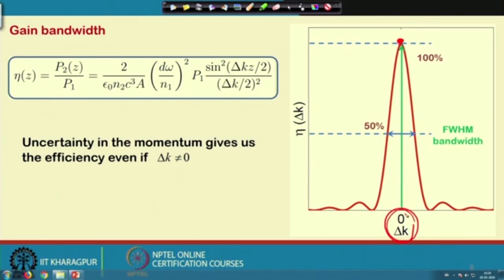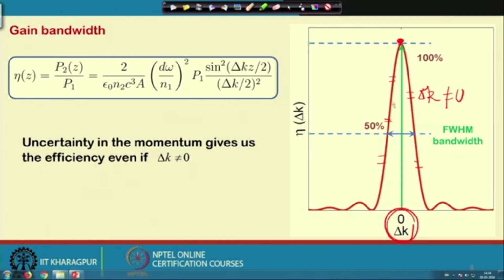Now, the question is, if I plot these things as a function of delta k, we can see that even if delta k is not equal to 0, for example, this point, this point, this point or this point, in all these cases where delta k is not equal to 0, we still have some amount of efficiency. So, delta k not equal to 0 still gives some amount of efficiency.